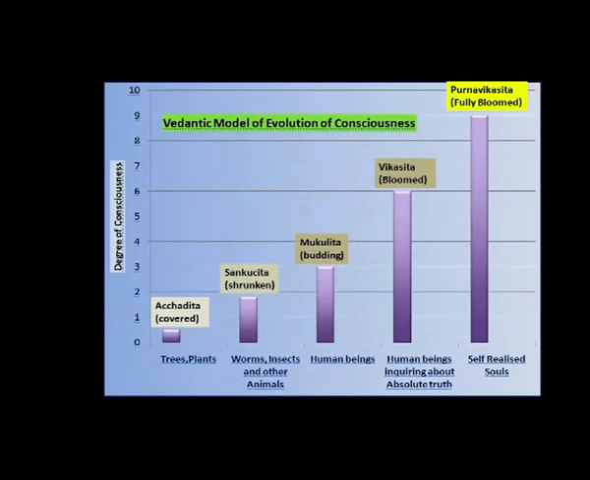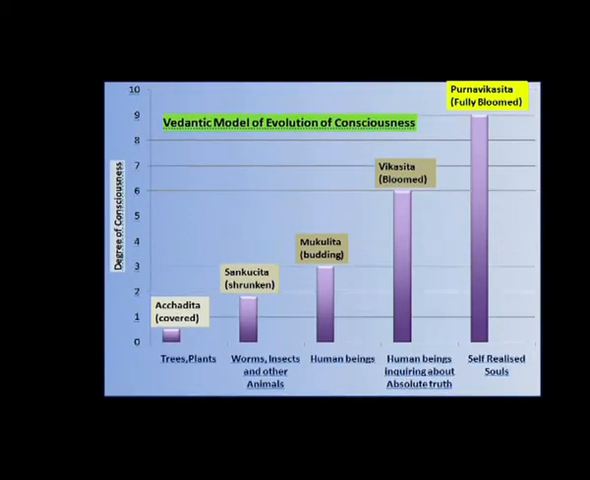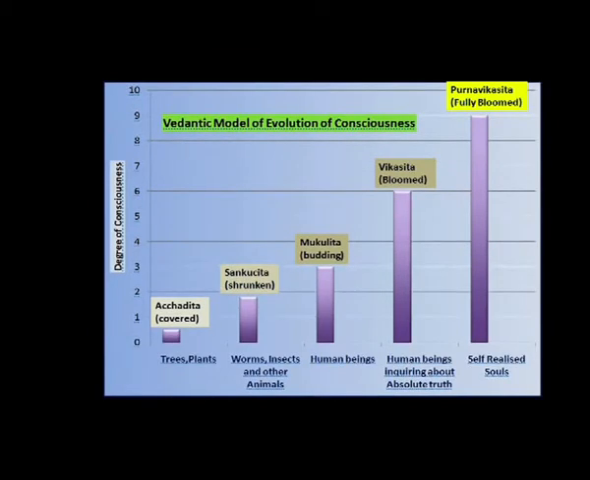Based on consciousness, even Vedanta has a kind of evolutionary model, in which the lowest consciousness is present in trees and plants, which is called covered consciousness.